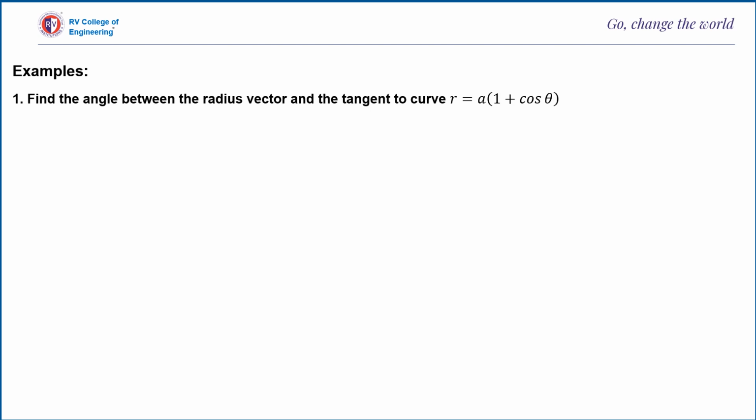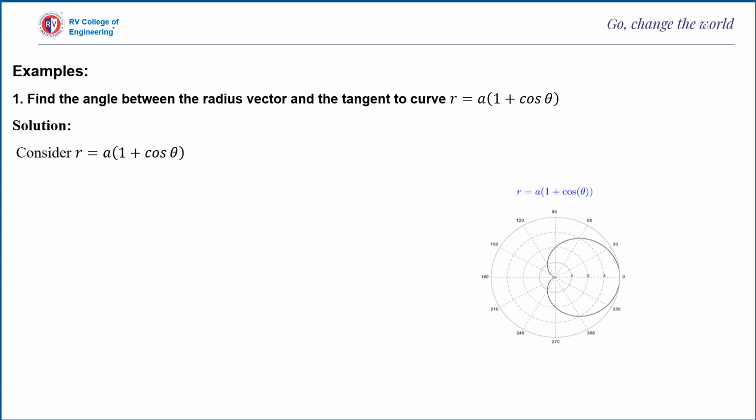Find the angle between the radius vector and tangent to the curve r equal to a into 1 plus cos theta. r equal to a into 1 plus cos theta is of this shape. So this is of heart shape. So this curve is called a cardioid.